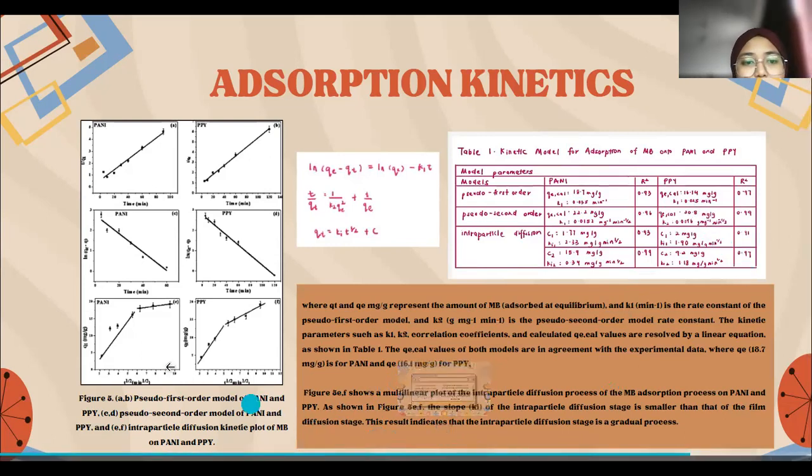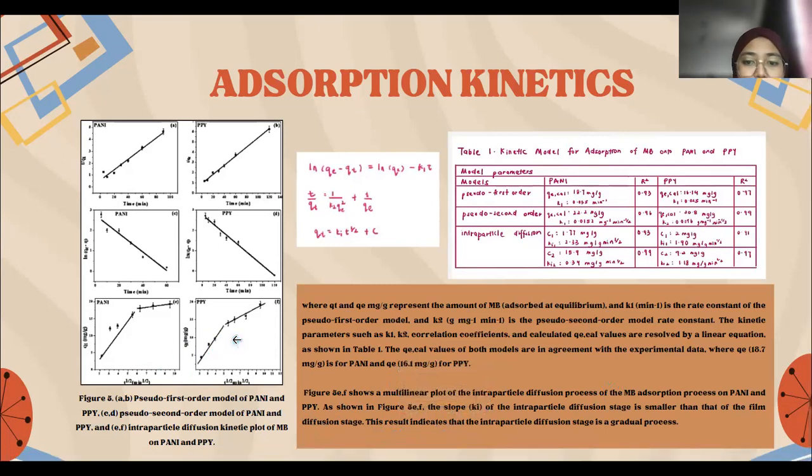So figures 5E and 5F show the multilinear plot of the intraparticle diffusion process of the methylene blue adsorption process on polyaniline and polypyrrole. As shown here, in figures 5E and F, the slope Ki of the intraparticle diffusion stage is smaller than that of the film diffusion stage. This result indicates that the intraparticle diffusion stage is a gradual process. So this is the Ki value here.